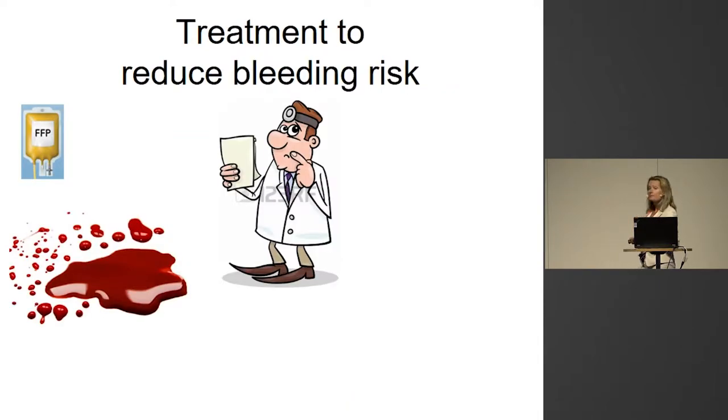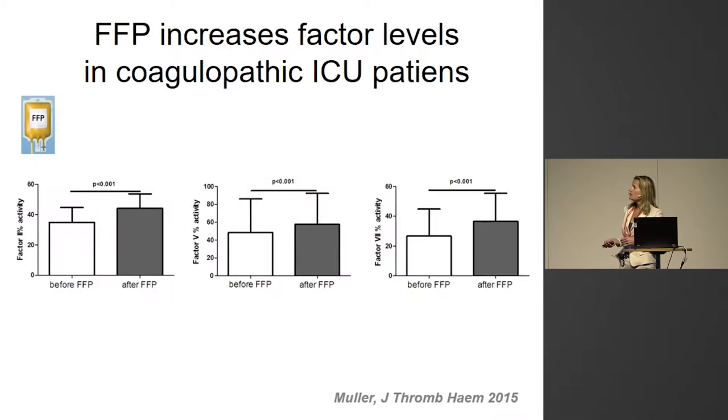So what about plasma? You may think my septic patient is in need of a little bit of volume, and the factor levels are depleted, so let's replenish them. We do two things in one and give them plasma. What does plasma do? These are coagulopathic septic ICU patients, non-bleeding. You can see here that the factor levels indeed are decreased. They're around 30-40%. If you give plasma, you increase those factor levels a little bit. It's significant, but it's just a little bit.